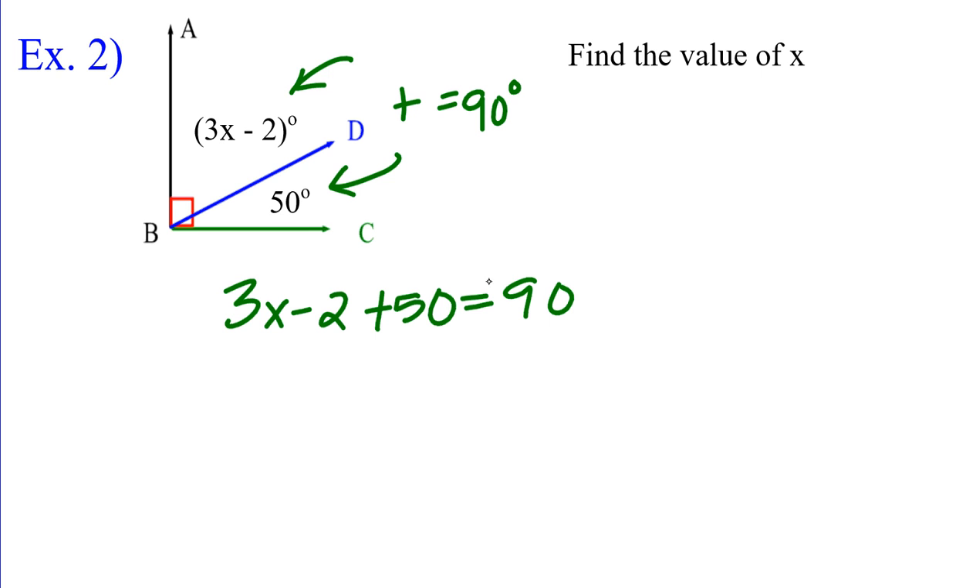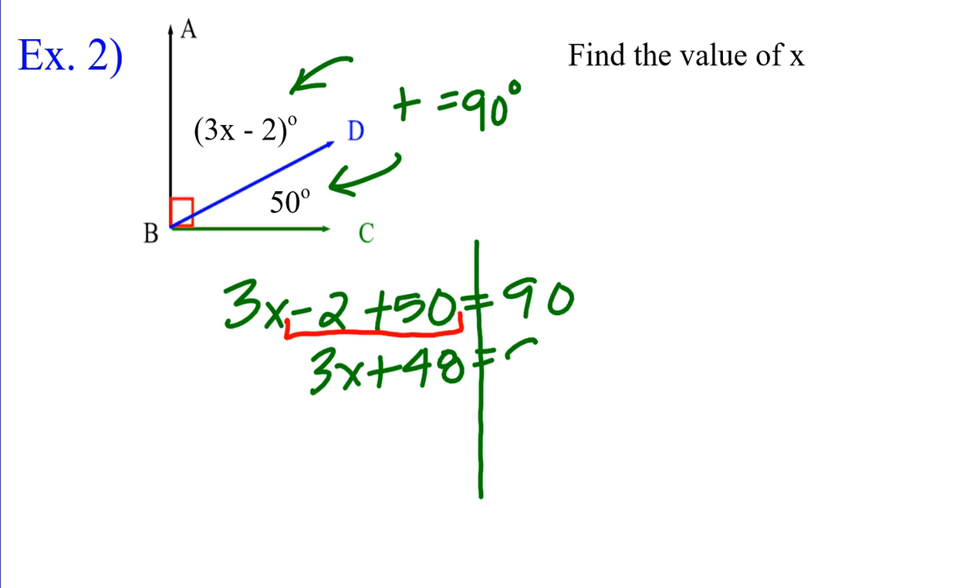Now we have to keep an eye on our signs and follow the rules of order of operations. The first thing I'm going to do is ask, what's negative 2 plus 50? Well, negative 2 plus 50 happens to be positive 48. So we have 3x plus 48 equals 90. My next step is to start isolating the variable, so I'm going to subtract 48 from both sides.